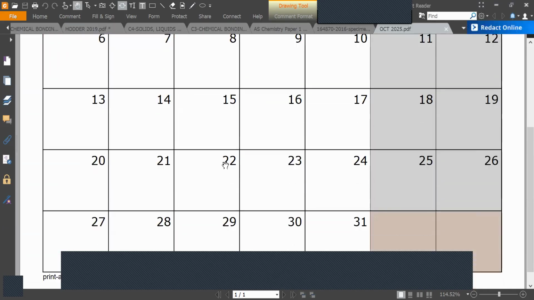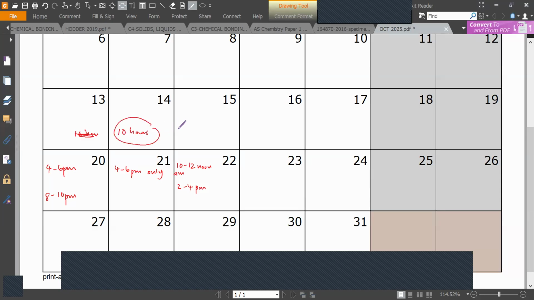This is our plan as I discussed with your dad today. 4 to 6 p.m., and then 8 to 10 p.m. Tomorrow is 4 to 6 p.m. only. Wednesday, 10 a.m. to 12 noon, and then 2 to 4 p.m. So this is our schedule so far. It's a total of 10 hours of class that we plan for.